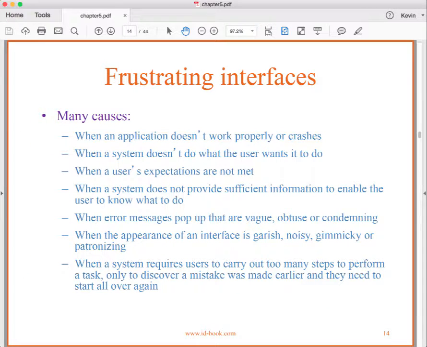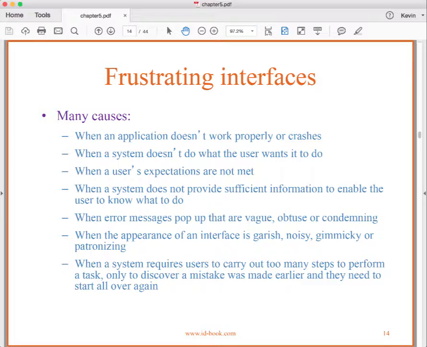Well, I would imagine that you don't want to create frustrating interfaces. I know that I don't, although it's kind of funny to think about creating them on purpose. Now, there's all kinds of causes of frustration in the user interface, and here we have an interesting but not exhaustive list.